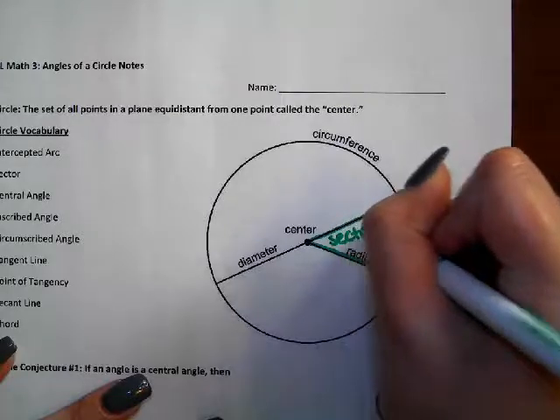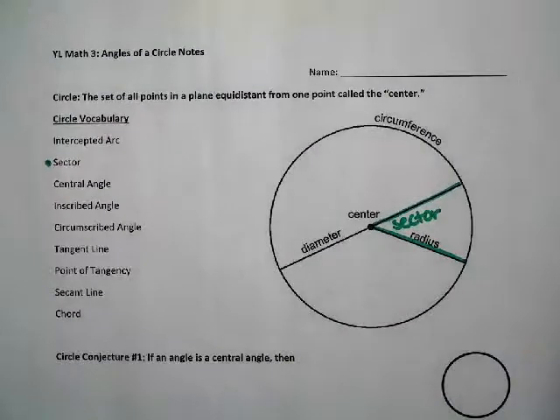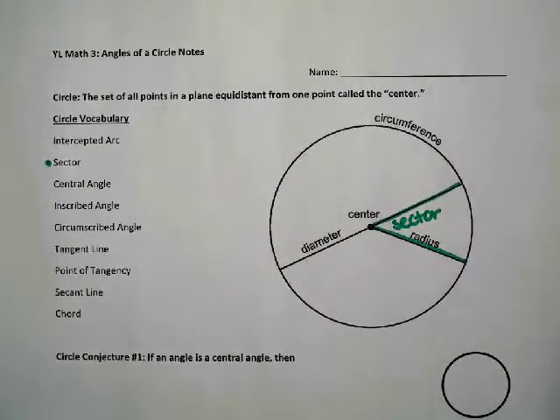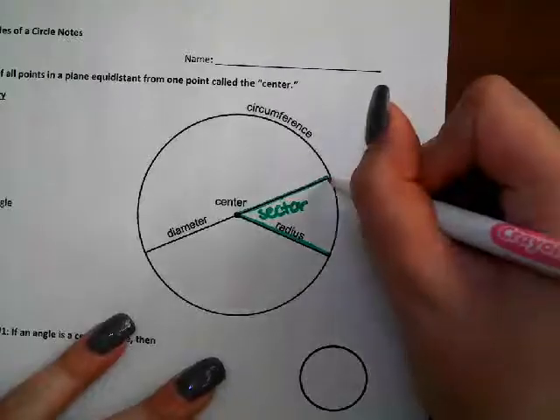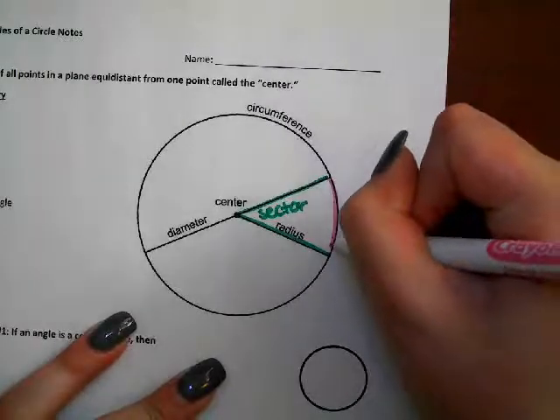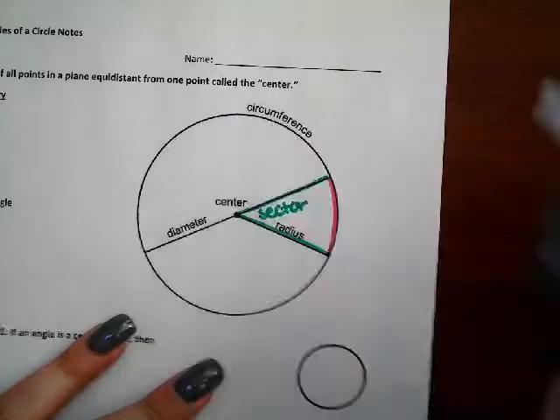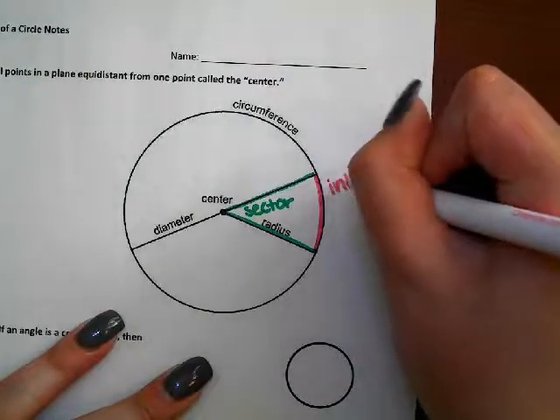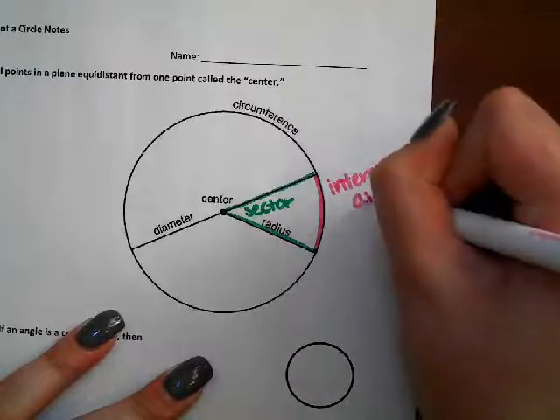So this right here. And it's like the whole thing. It's like the whole piece of pie. I'm not going to color it all in because I'm going to write some more things on there. So that's the sector, and it's the whole piece of pie. The next thing that we're going to label is called the intercepted arc, and that's this part right here. So the intercepted arc is like a portion of the circumference. It's like a little piece of that outside. Intercepted arc.